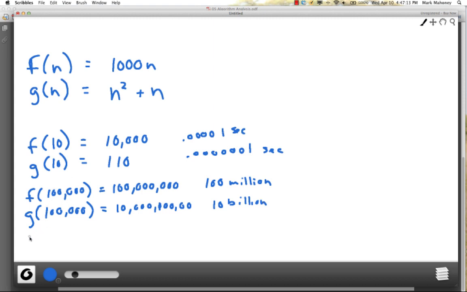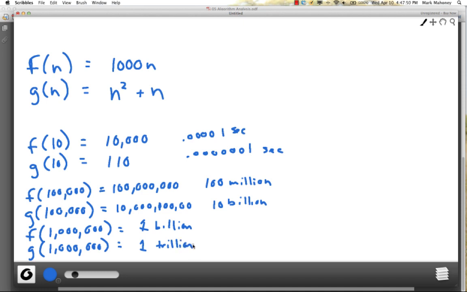Okay. Let's plug in some more numbers. Let's say let's get even bigger. Let's say we're going to do something with a size n of 1,000,000. Okay, so f of 1,000,000, this is about 1 billion critical operations. But if we plug 1,000,000 into G, n squared plus n, okay, that's about 1 trillion critical operations. So now G is 1,000 times slower.